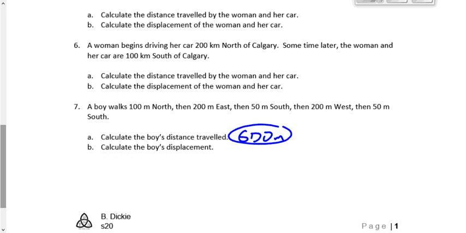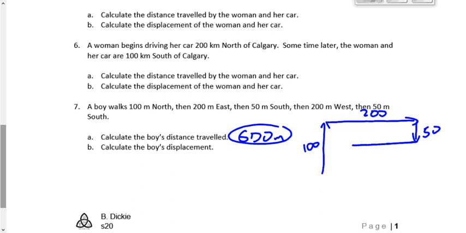Is the displacement going to be 600 meters? Don't tell me what the displacement is yet, but is it going to be 600 meters? No? How do you know? We change directions, right? So displacement is going to be something other than 600 meters. Might be useful to draw this one out. We got 100 meters to the north. We got 200 meters to the east. We got 50 to the south. We have 200 to the west. Oh, look, we're back where we started that way.